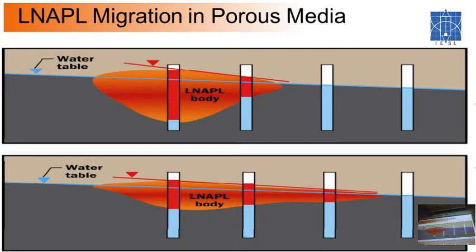So we probably have a high saturation of NAPL, higher than the residual. But as the NAPL body can't overcome the entry pressure, it will not move. So again, we have to understand those mechanisms to design your investigations and understand your problem if you have to deal with that sort of different situation.